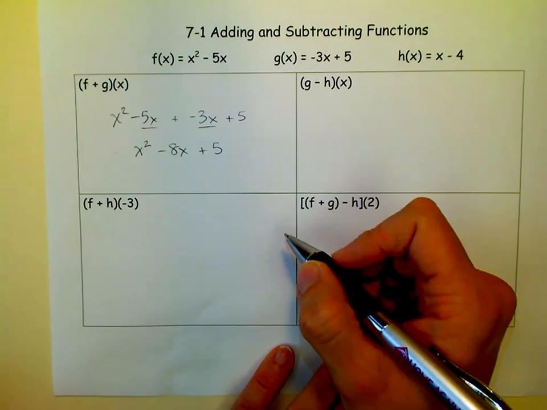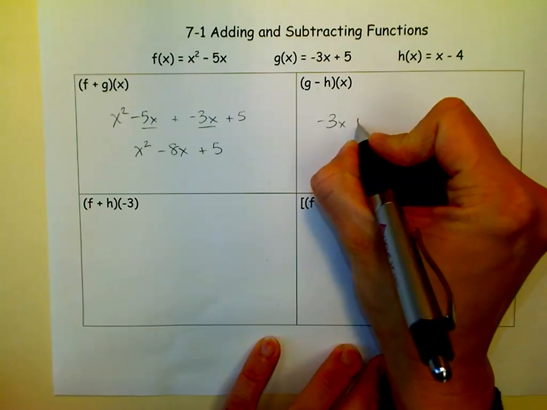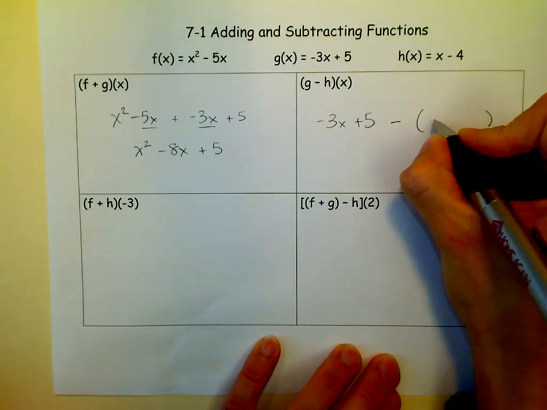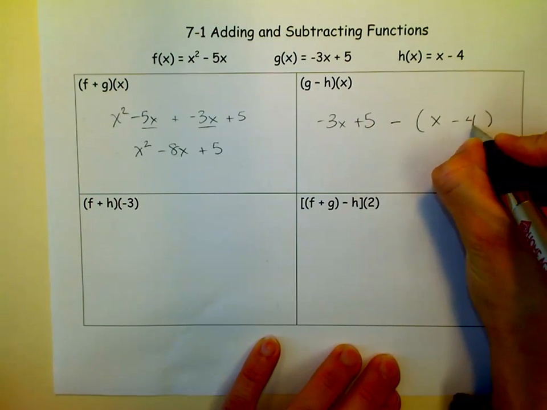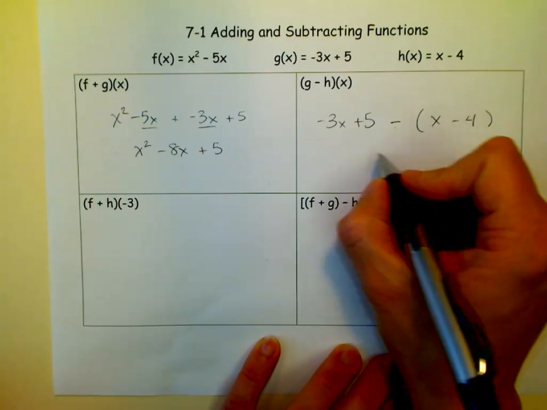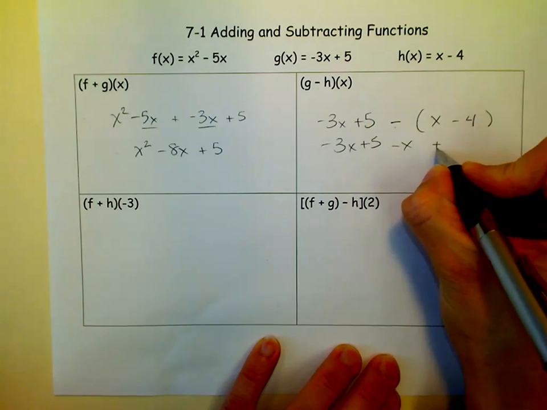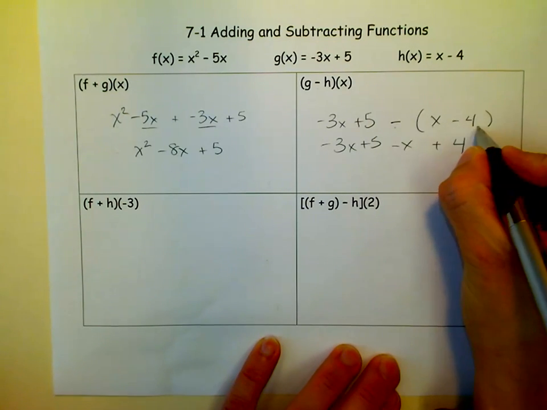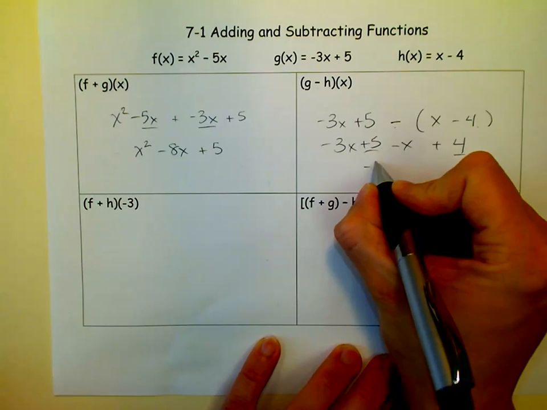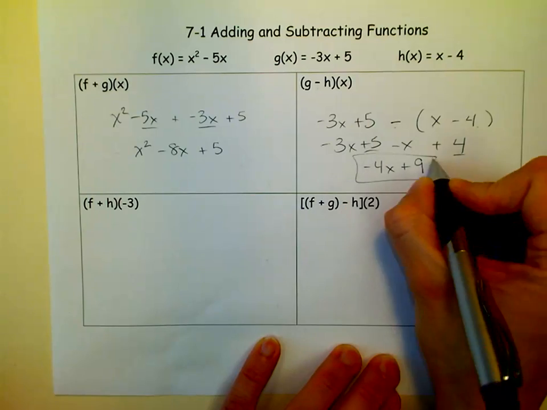In this one, we're subtracting, so we take g, and we subtract, and don't forget to use parentheses when you subtract, because you're going to end up distributing that negative sign. We're subtracting the x and the negative 4. And when we do that, we're going to get minus x plus 4, because a minus a negative 4 is a plus 4. And then we combine like terms. Negative 3x and a negative x is a negative 4x, and those two make 9, and that's our answer there.